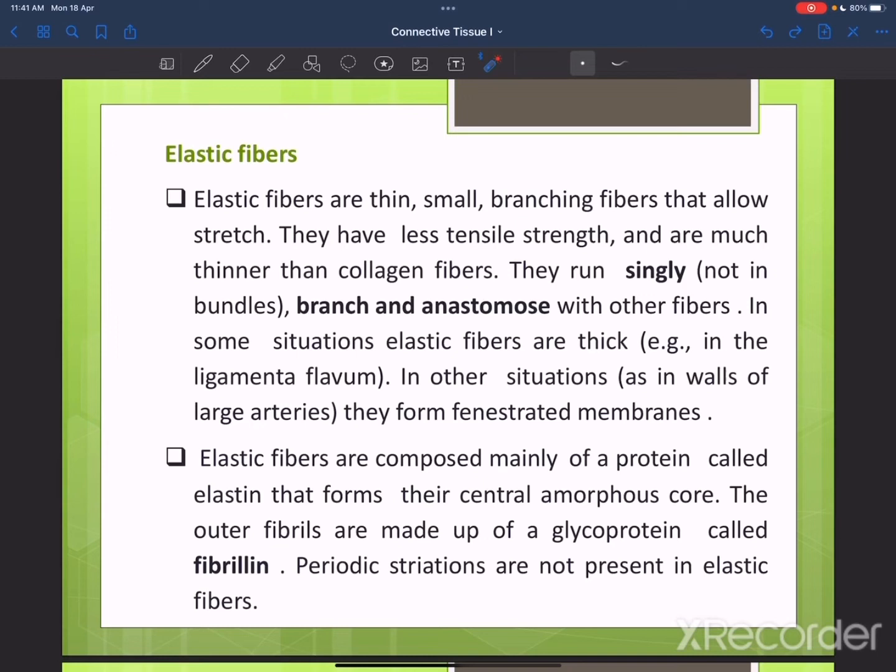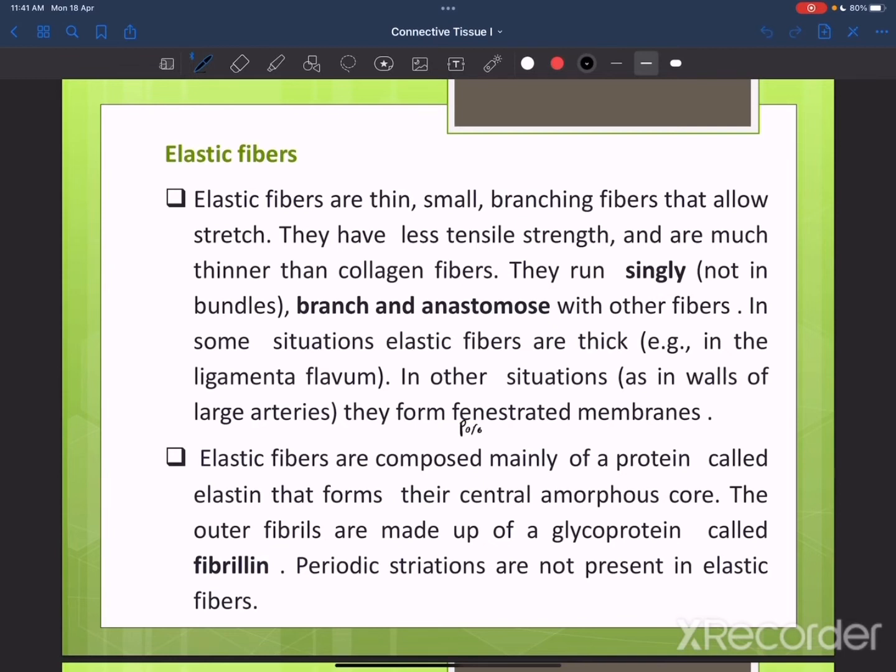So in here they run in the form of bundles. Sometimes they are formed in the form of a fenestrated layer. Fenestrated membranes are known as porous, meaning they have holes. Usually we find this elastic fiber in the wall of the blood vessels.